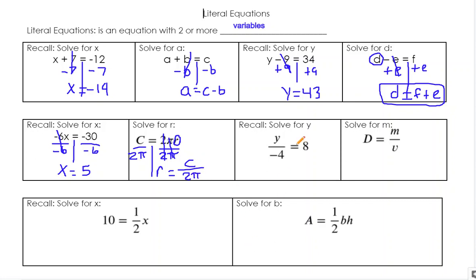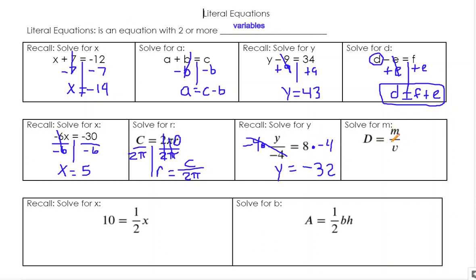All right, let's try this one. I have y divided by negative 4 equals 8. So if I was going to solve this, I would do times negative 4 to get rid of that negative 4 and leave me with y. And then over here, I have to times it by the same thing to keep my equation equal. So then I would do 8 times negative 4. Well, 8 times 4 is 32. A positive times a negative is a negative. So I would do negative 32.